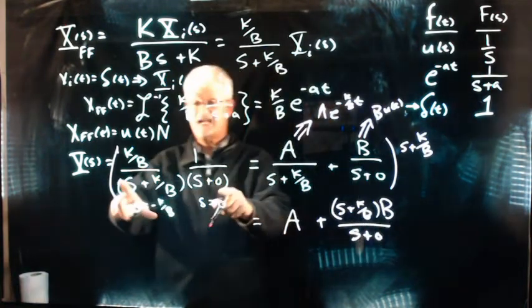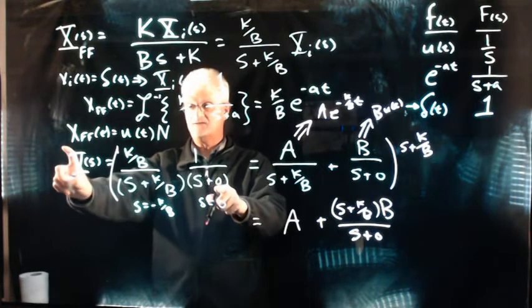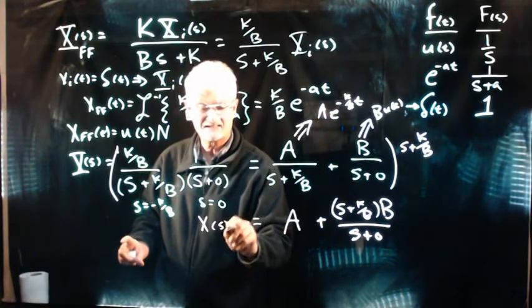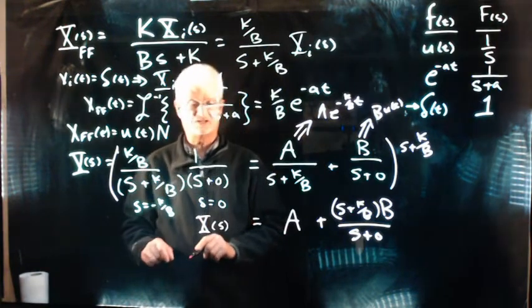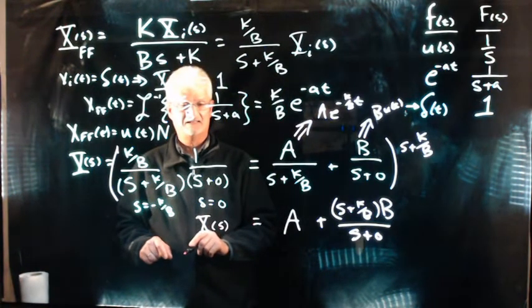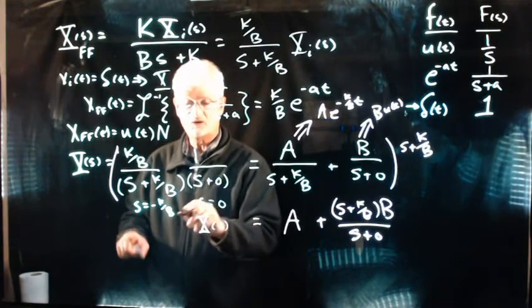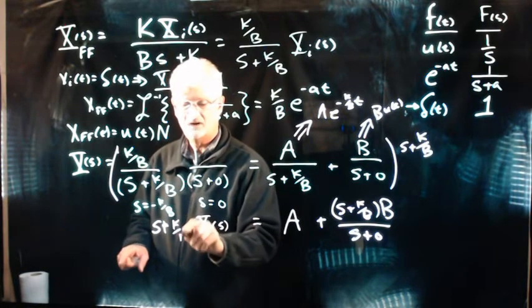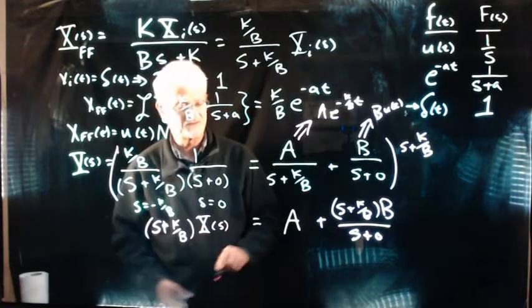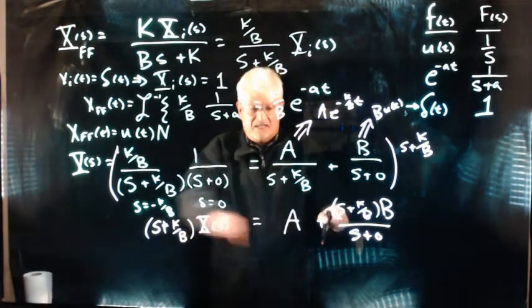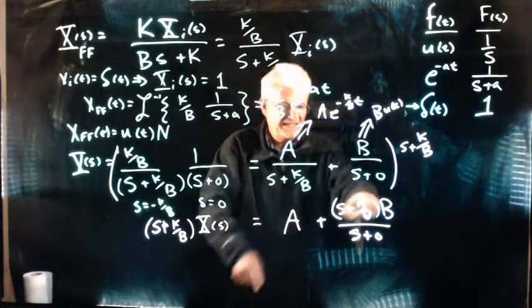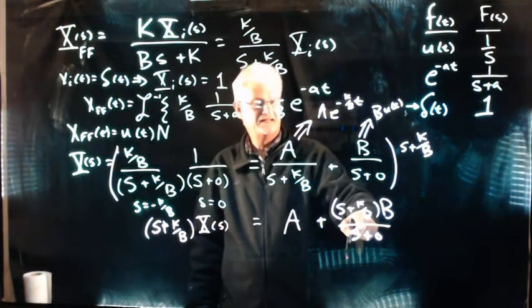And then what's on this side? What's on this side is my original x of s. This is the original total function on this side. It's the whole total function, but I multiplied it by s plus k over b. So I've got the whole function over here. And now I've got a. I could try and solve for a, but this thing's going to get in the way.